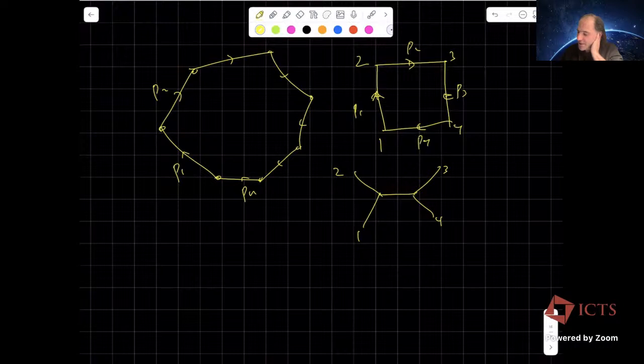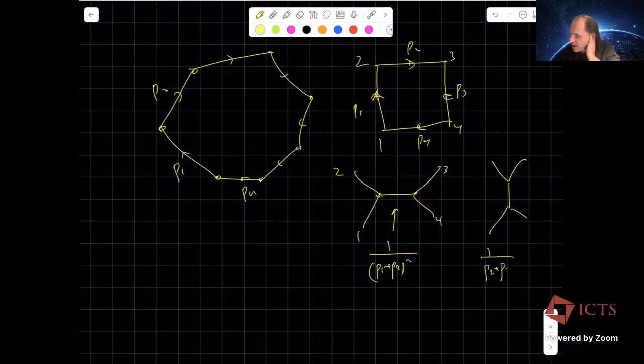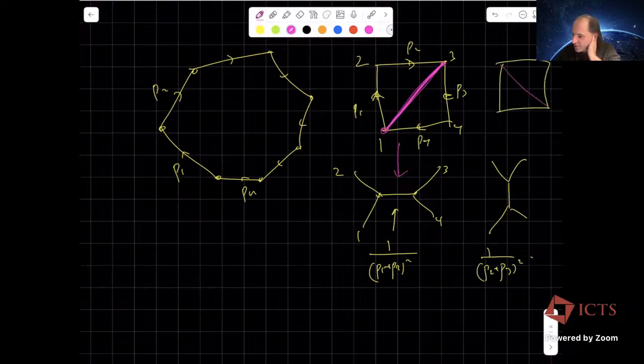So if I draw this S-channel process, the momentum that enters here, the propagator is 1 over P1 plus P2 squared. If I draw the T-channel process, it's 1 over P2 plus P3 squared. But these are very beautifully represented in the picture. So 1 over P1 plus P2 squared is like that distance squared in this problem. And 1 over P2 plus P3 squared would be the other diagonal. And so already in this very simple example, we see that summing over the Feynman diagrams is associated with triangulations of this n-gon.